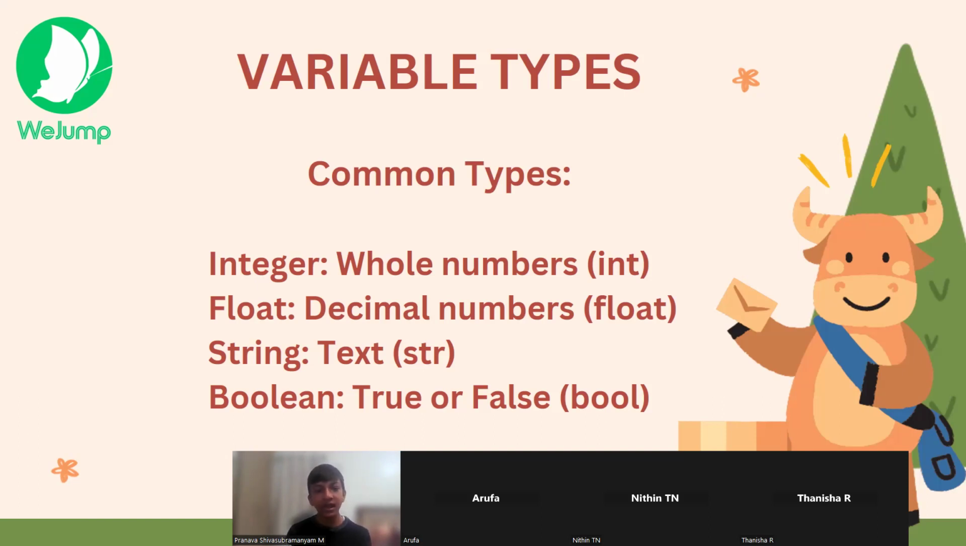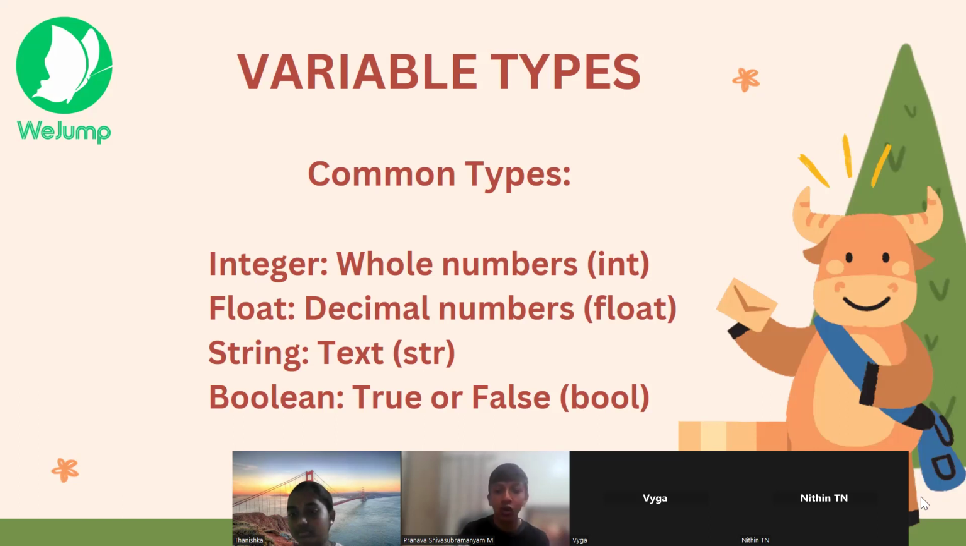So I will repeat this again. Integers are the variable type which contains whole numbers, starting from 0 to infinity, not numbers with decimal points. Float means the variable type which contains decimal numbers. It can also contain integers. String is a variable type which contains text. It also contains numbers, but you can't do any operations with that, meaning you can't add or subtract with it. And Boolean means true or false.